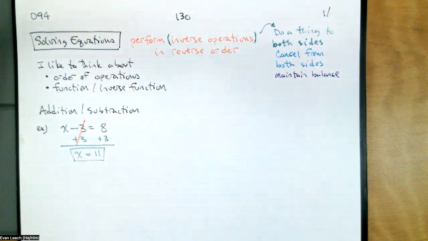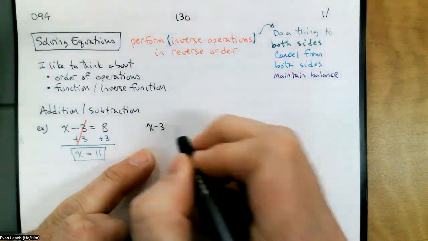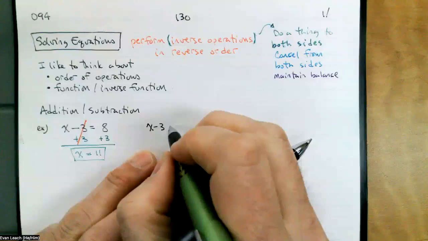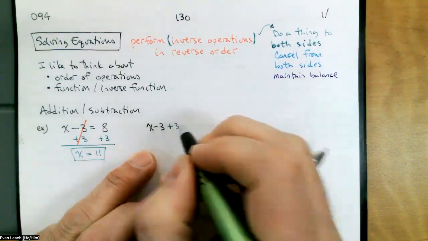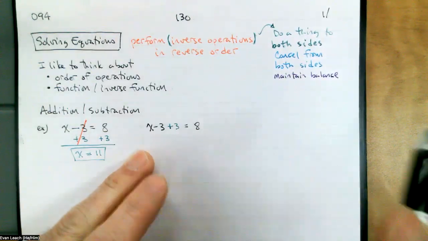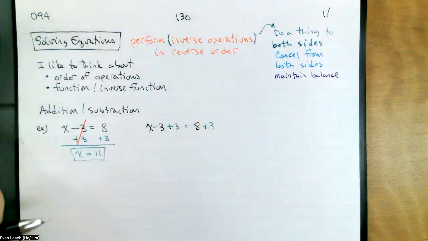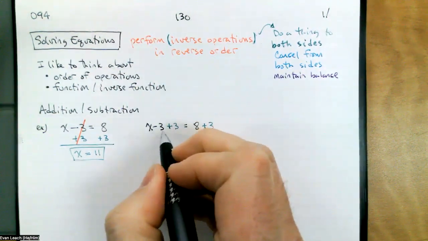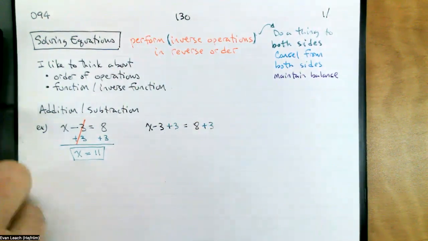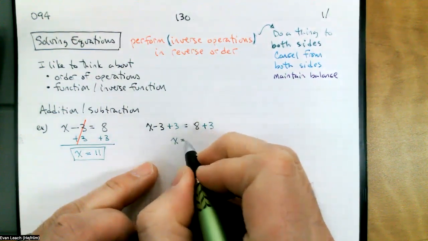Some of you came from a teacher that definitely read the book, because it's hard to line things up vertically. So some books would say, what you do is you take the x minus 3, and then you put plus 3 over here. And then this is equal to 8 plus 3. And then we have maintained the balance. Then you'd say, oh, x minus 3 plus 3 is 0. So then you would write the same thing. You would still write x equals 11.